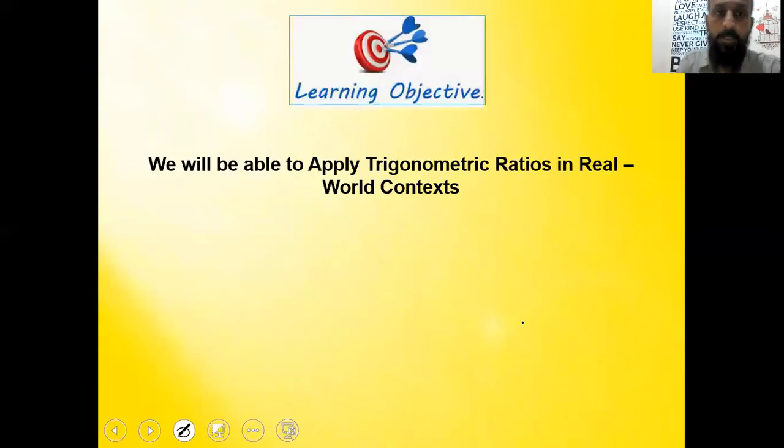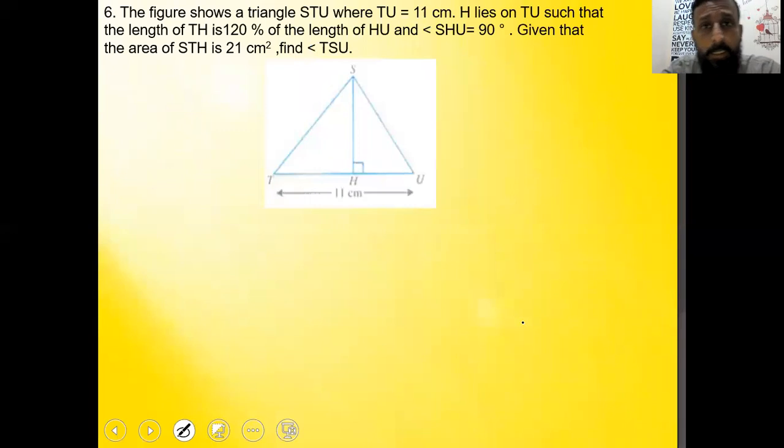Let's move on to our regular topic now, boys and girls. By the end of today's lesson, inshallah, you will be able to apply trigonometrical ratios in real world context. Now, this is again a word problem type question. Question number 6 of the same exercise.